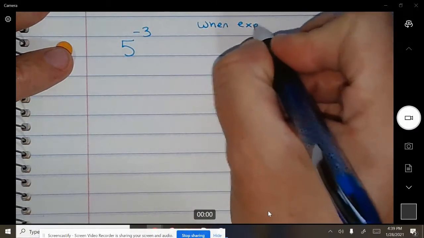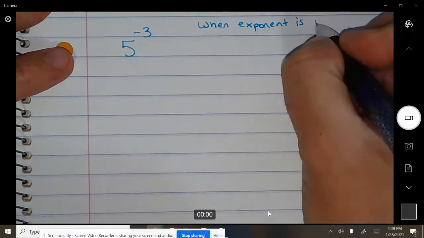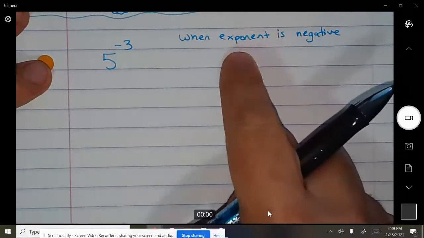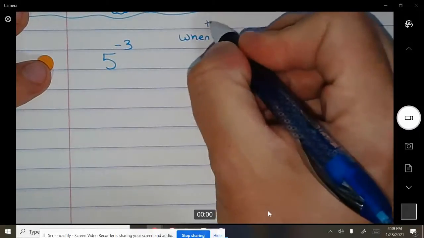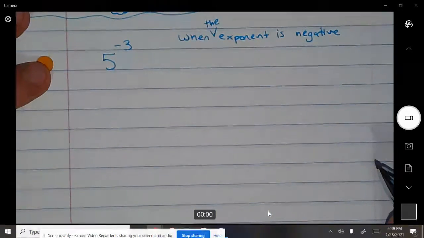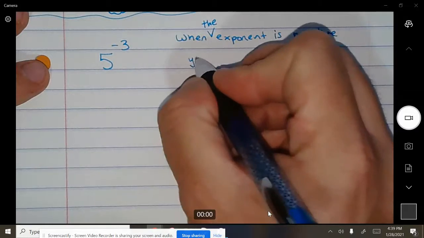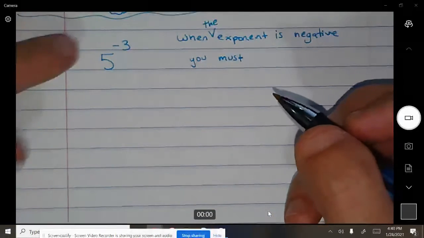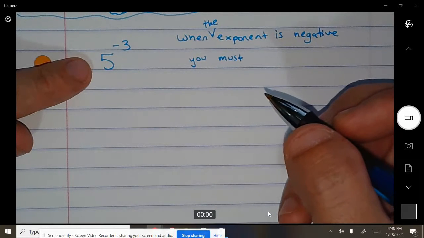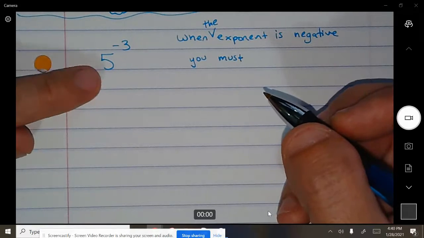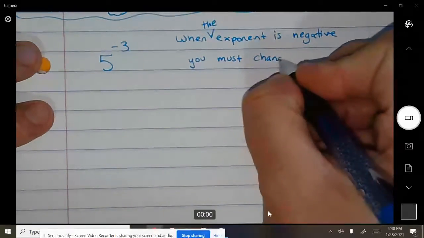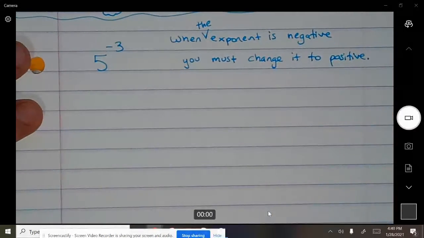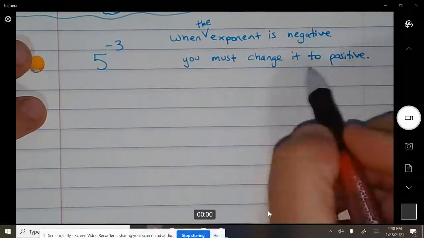when the exponent is negative, I know, I wish I had better grammar here. When the exponent is negative, you must, what? We don't like that it's negative. We have to change it. It doesn't want to be negative anymore. You must change it to positive. Okay? When the exponent is negative, you must change it to positive.